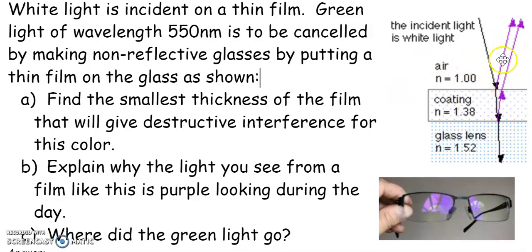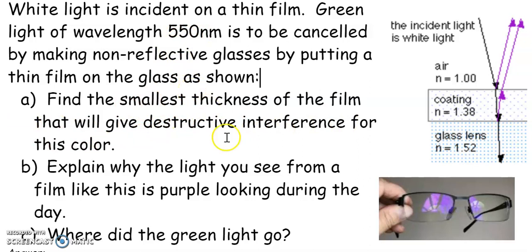Okay, so this is not the situation that your standard IB equations are made for. So you have to adapt the IB equations, and you're gonna switch constructive and destructive because of the phase shift differences. Okay, this says find the smallest thickness of the film that will give destructive interference for the green light that's in the middle of the visible light.